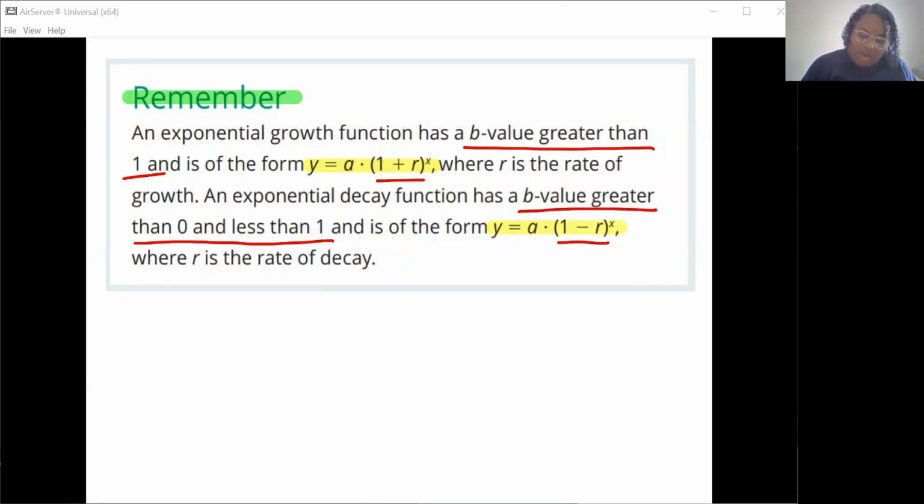Another note to keep in mind here, the a term, which is in both exponential growth and decay functions, is always our initial value. So that is the number that we are starting with. Let's go ahead and take a look at this within the context of a couple of examples.